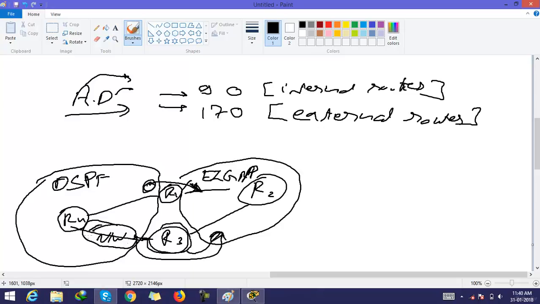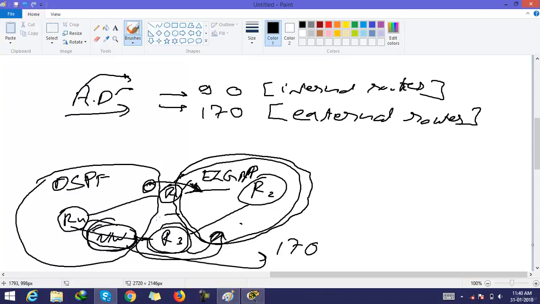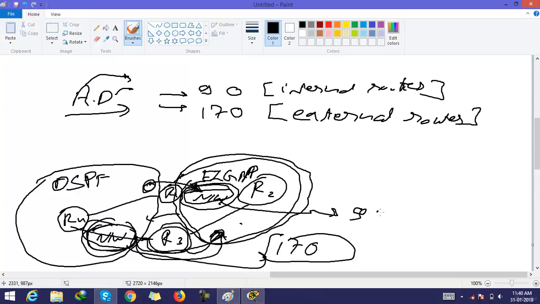So this network's AD for EIGRP is 170 because this network does not belong to EIGRP or this domain of EIGRP. It belongs to different routing tables. So for this network, EIGRP considers 170 as the AD. But this network is the internal network of EIGRP. This has an AD of 90.